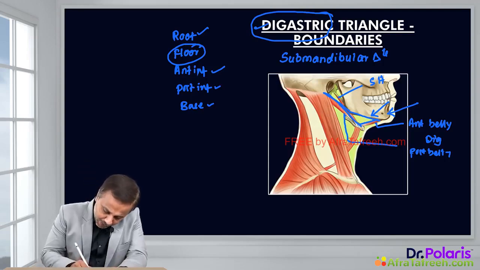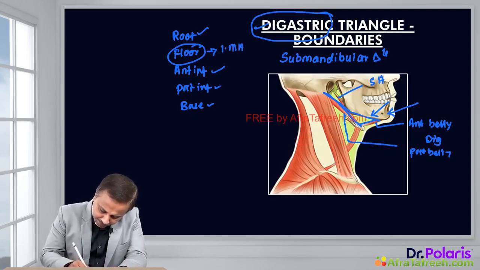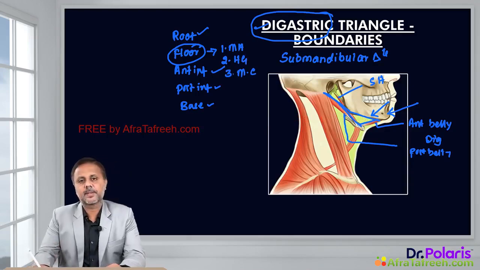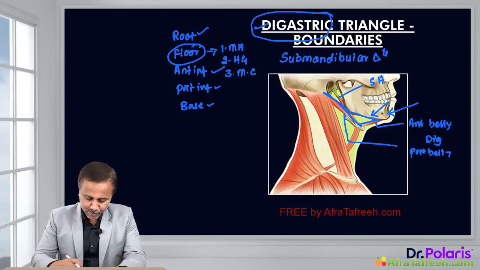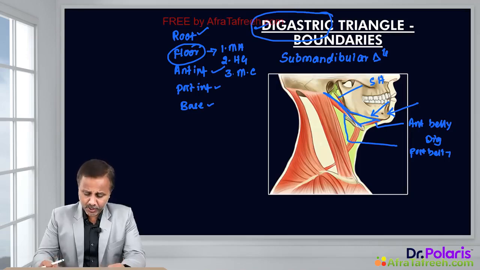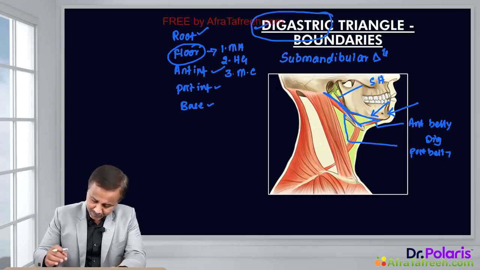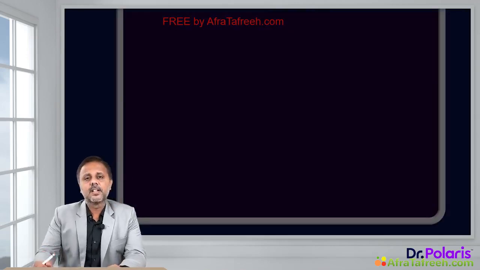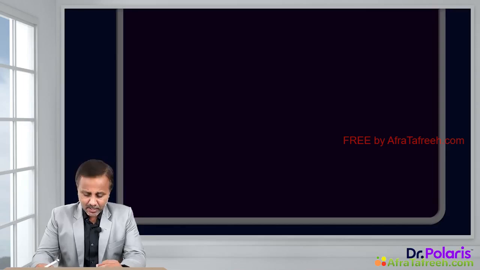What about the floor then? The floor is formed by 3 important muscles. Remember, these are the mylohyoid muscle, then we have the hyoglossus, and the third muscle is the middle constrictor. Mylohyoid, hyoglossus and middle constrictor. These muscles will form the floor of the digastric triangle. This is regarding the boundaries of the digastric triangle. What about the contents then? Let's try to identify the contents.